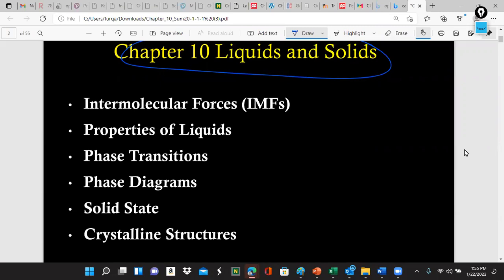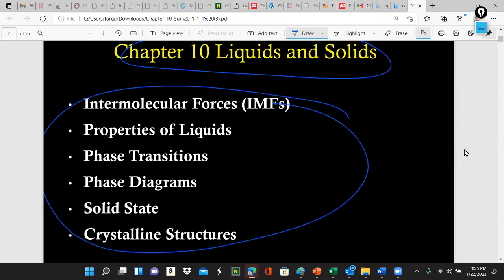This chapter is trying to talk about the liquid and solid. Mostly these topics are there. All of this is related to the liquid, but you must know that intermolecular forces are very important for the molecules to interact with each other, right? So there was a confusion between the intramolecular and intermolecular.